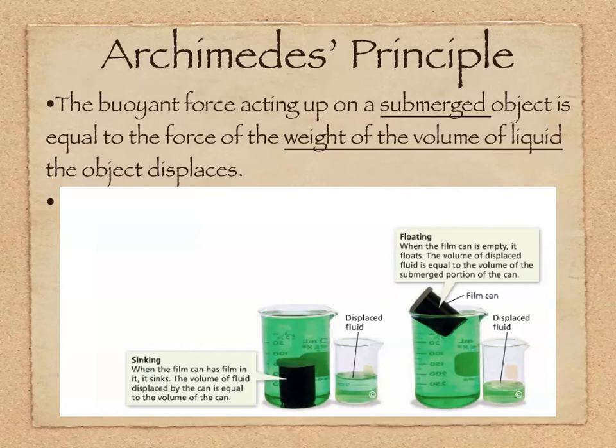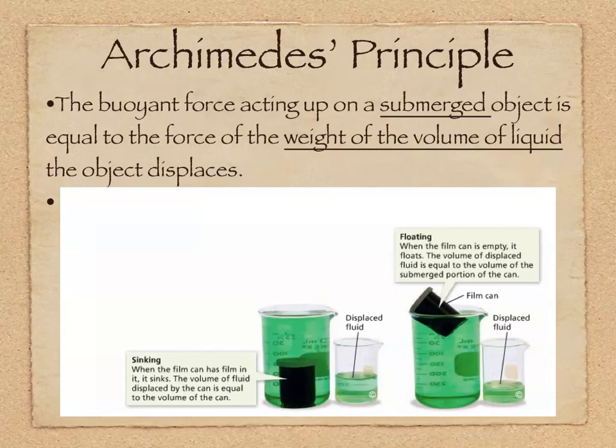Okay? So when the film canister is empty, it floats. The volume of the displaced fluid is equal to the volume of the submerged portion of the can. This is what you're going to be doing today in your lab experiment. When the film canister sinks, the volume of the fluid displaced by the can is equal to the volume of the can. Okay? And this is the exact same thing you're going to be working on in laboratory today.